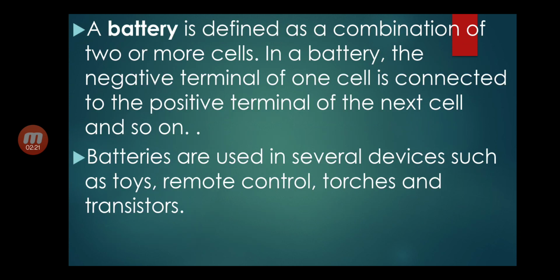A battery is defined as a combination of two or more cells. In a battery, the negative terminal of one cell is connected to the positive terminal of the next cell, and so on. Batteries are also used in several devices such as toys, remote controls, torches and transistors.